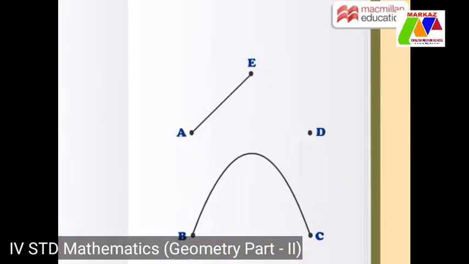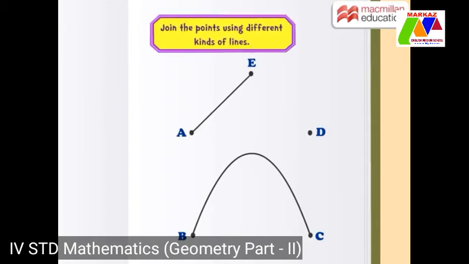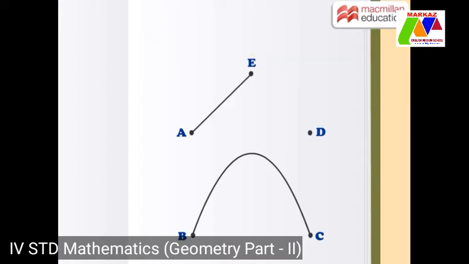Last class we discussed basic geometry such as point, line, line segment, ray, intersecting lines, parallel lines, perpendicular lines and angles. It's a geometry activity to join the points using different kinds of lines. Let us now help Monu complete this activity.